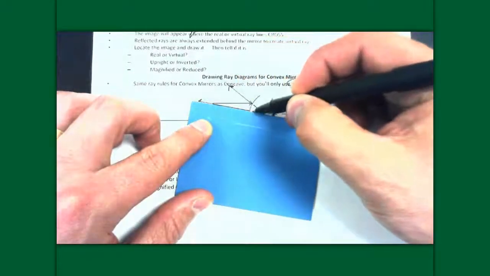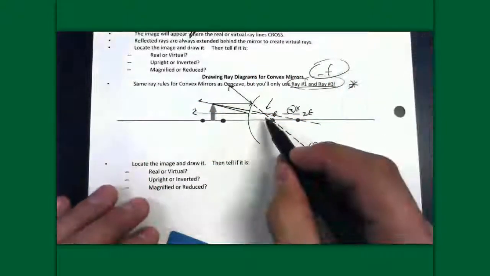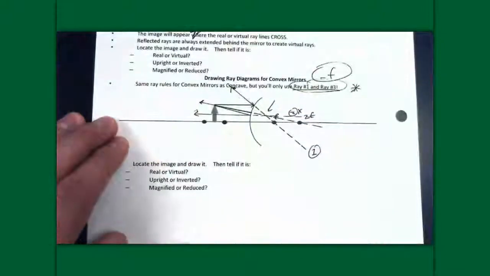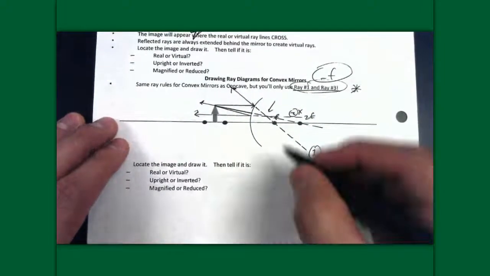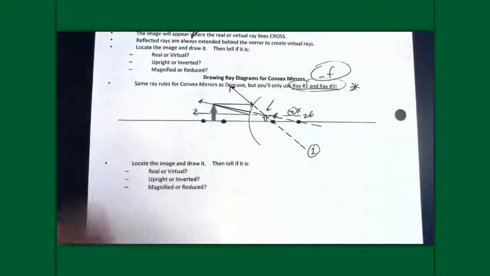This is now a reflected ray. Therefore, we're going to draw a virtual ray that goes through the center of curvature, and voila, look, our virtual ray intersected where all the other ones did. And now we have to figure out this image. I'm going to go ahead and draw the image right here, and now I can answer some questions.